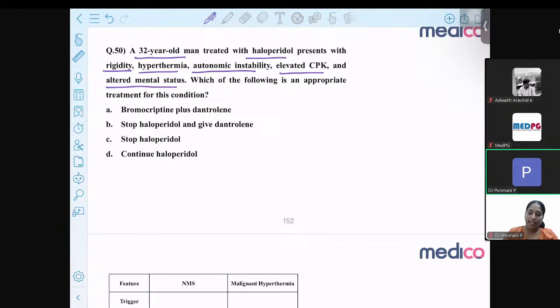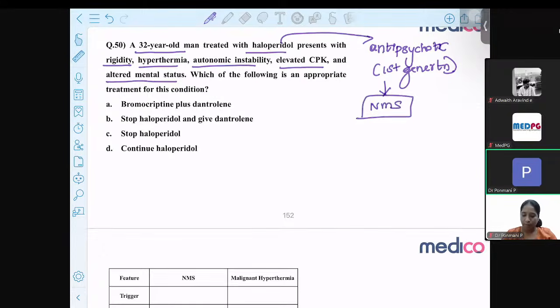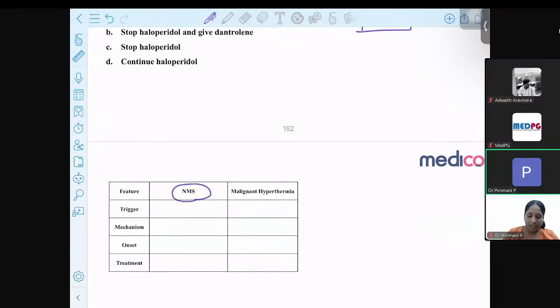So which of the following is appropriate for this condition? So what does this mean? Haloperidol is an antipsychotic drug. It belongs to first generation or traditional antipsychotics. So what is it causing? This is causing something called NMS. NMS means neuroleptic malignant syndrome. The trigger is an antipsychotic drug. Why is NMS caused? Because of the blockade of the dopamine receptors by the antipsychotic. And the onset takes days to occur.